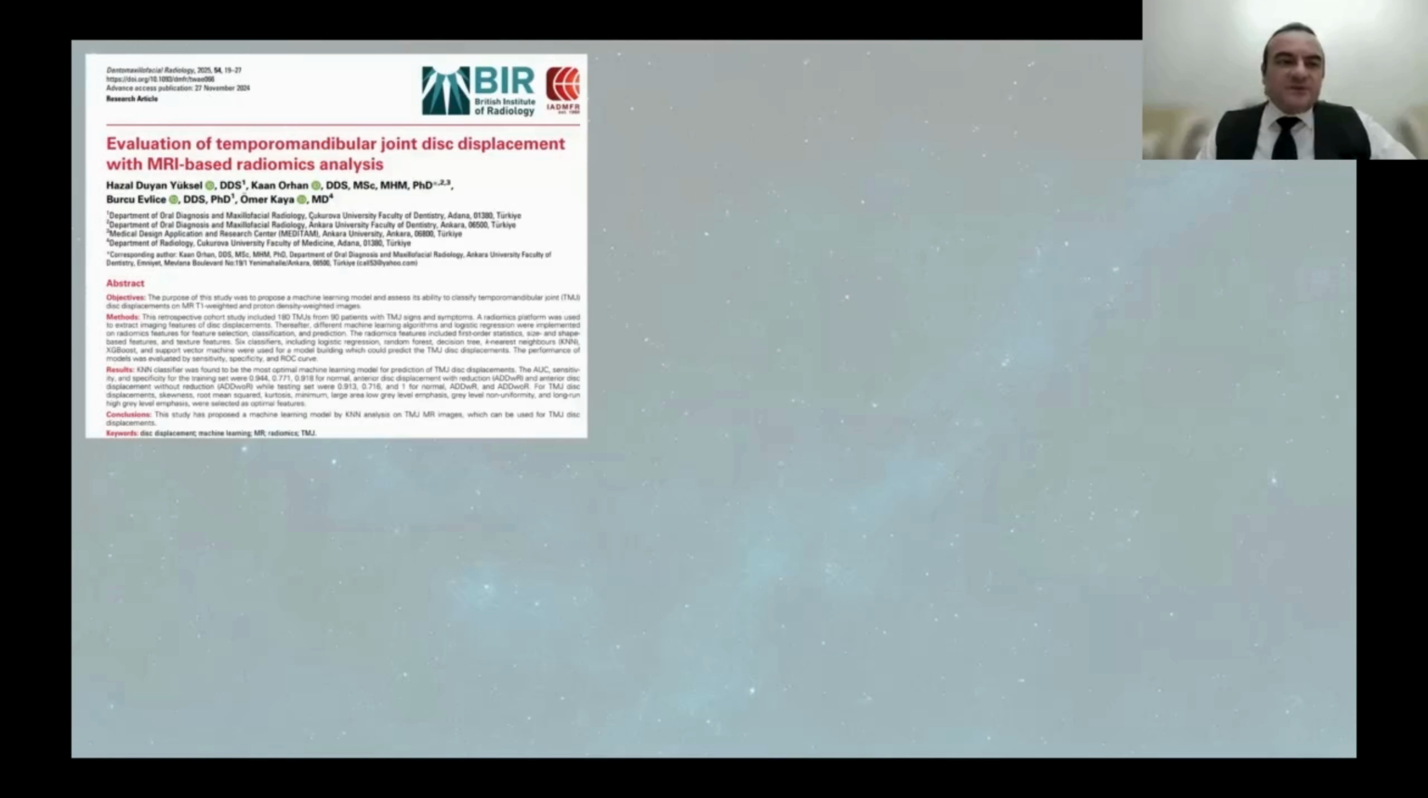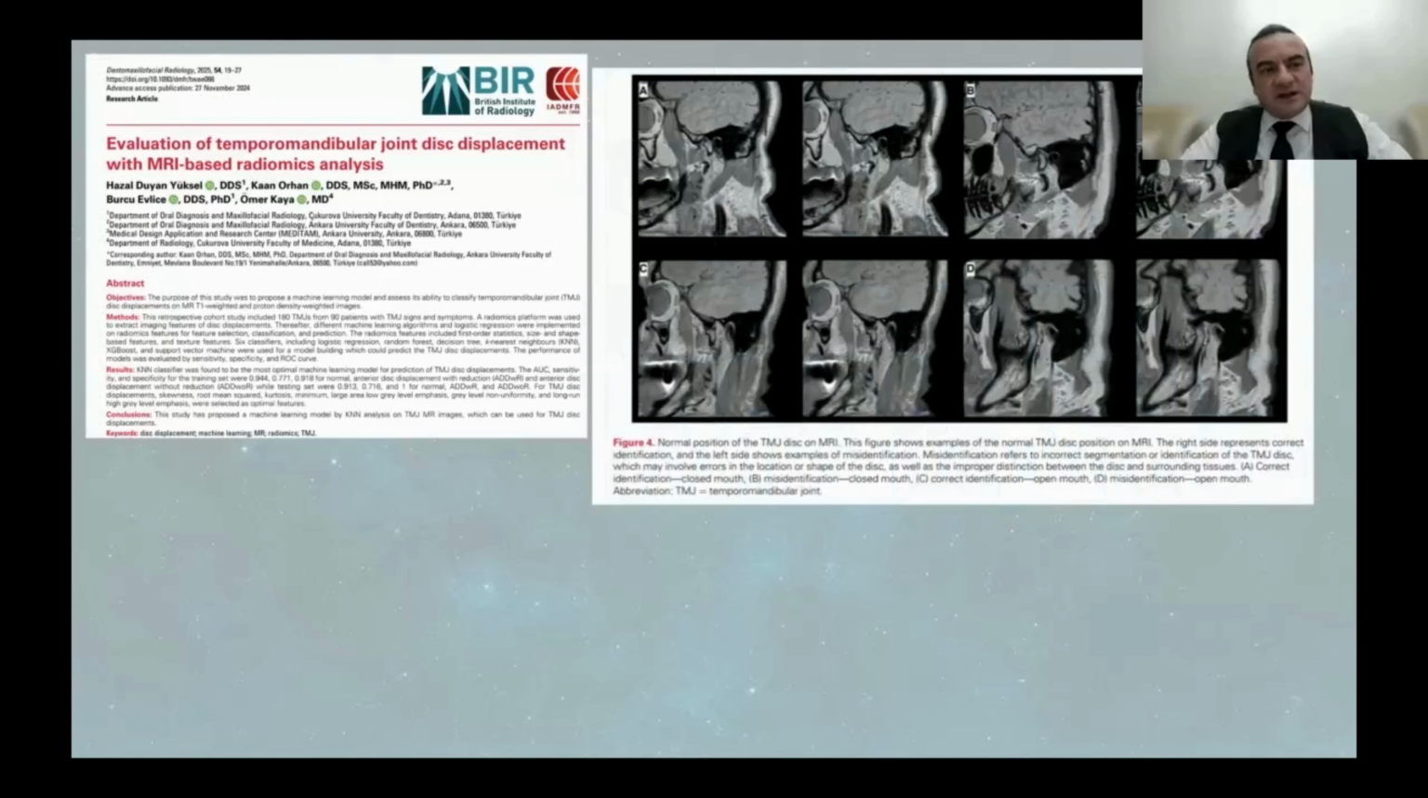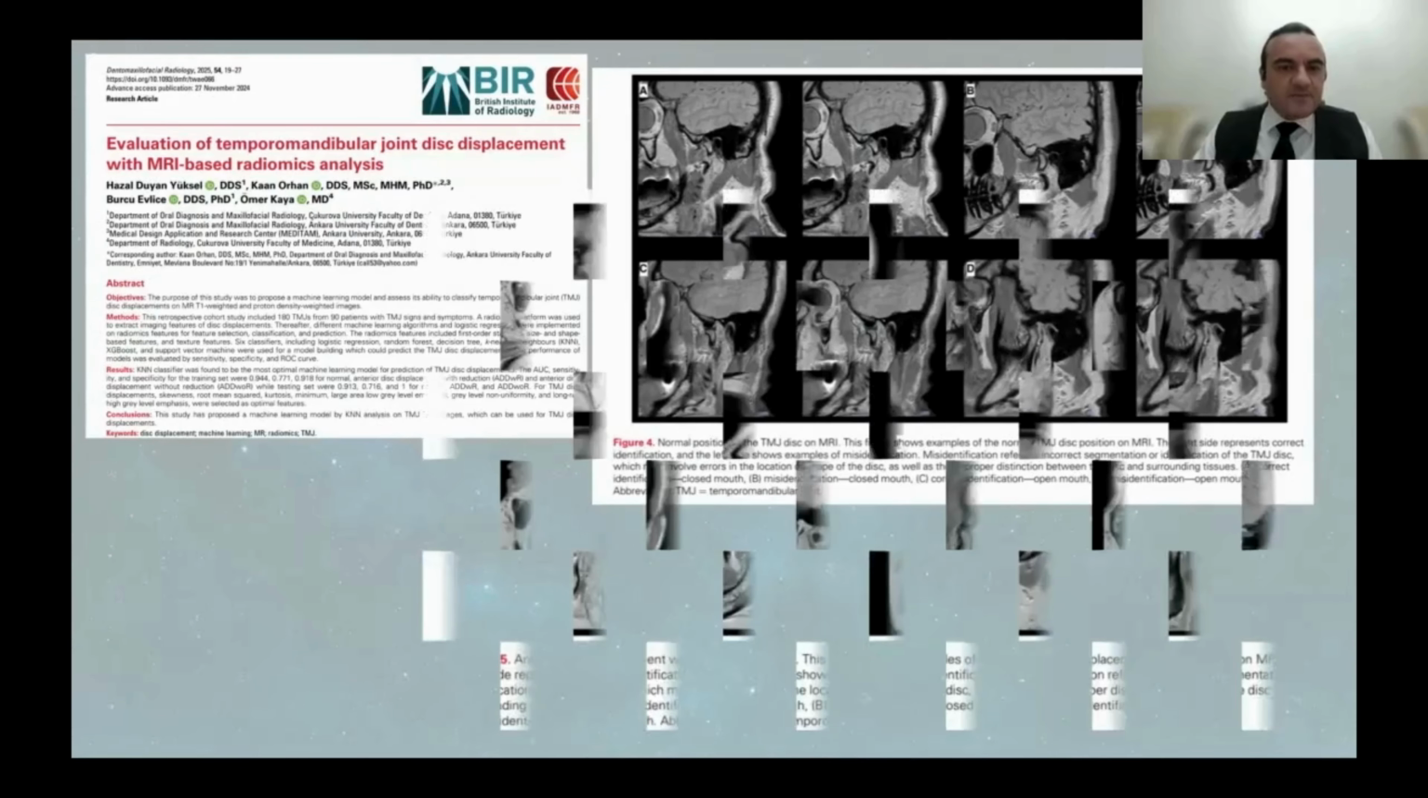Let me give you two examples of this. One of the examples we constituted last year: we were evaluating temporomandibular joint disc displacement using MRI-based radiomics analysis. As you can see, we made an algorithm using machine learning and radiomics, extracting radiomics features together with the clinical data. From the image, you can see it makes quite a nice segmentation of the TMJ structures, in this case the TMJ disc.